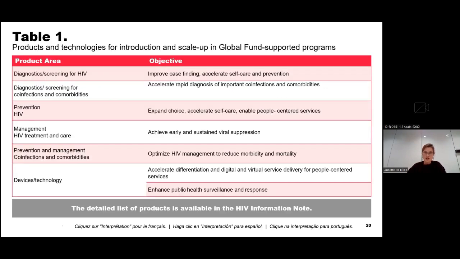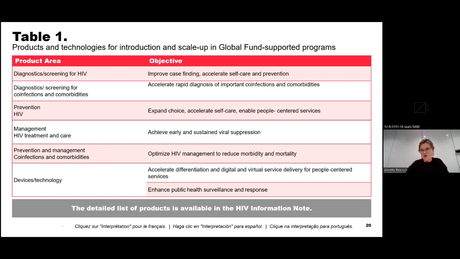In the same section under Deliver, we communicate our vision on the products and technologies for introduction and scale up in the next allocation period in Global Fund supported programs. This is new and important because new health products, tools, and technologies for HIV prevention, diagnosis, and care offer great potential for impact, and they should be considered and planned for in the funding request.